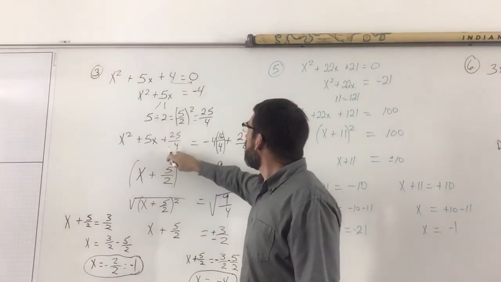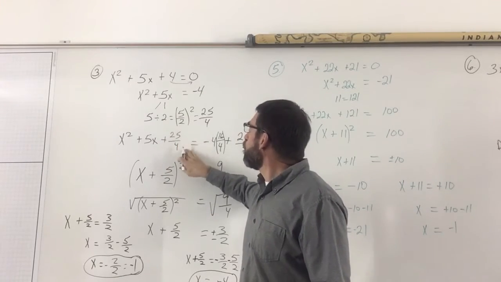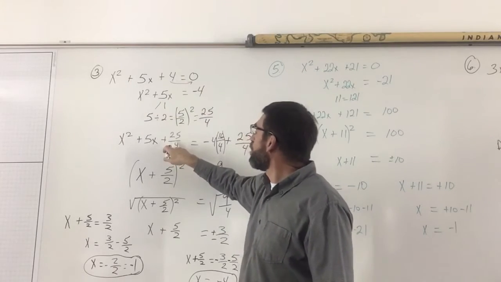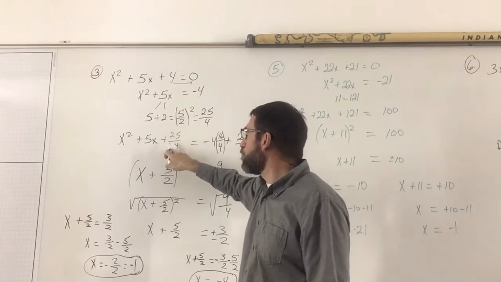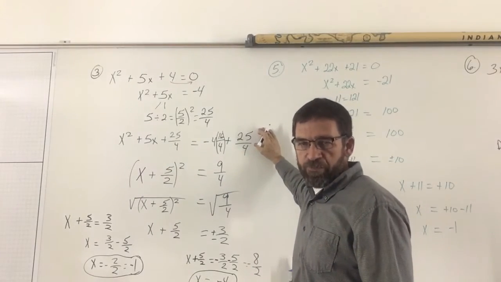So here I rewrite my trinomial, and I put 25 over 4 added to it. You see, I put it in this spot, this 25 over 4. Leave it an improper fraction. There's no need making it proper. You'll just have to reverse it again. And then I also brought it over here and added it here.